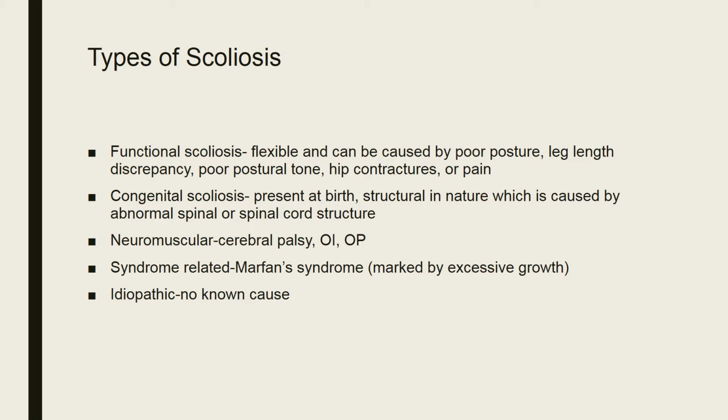There are syndrome-related conditions such as Marfan syndrome, which is caused by very fast, excessive growth, and so the bones don't grow symmetrically, they grow asymmetrically. If one side of the spine is growing and the other isn't, you're going to have some sort of curvature of that spine. And then there's also idiopathic, which means that there's no known cause. It's just there.